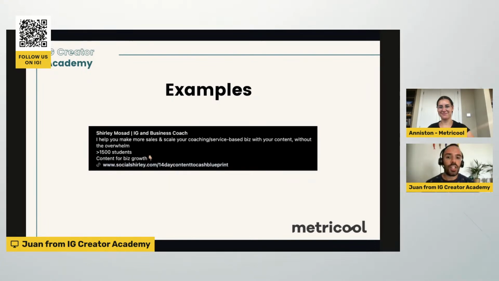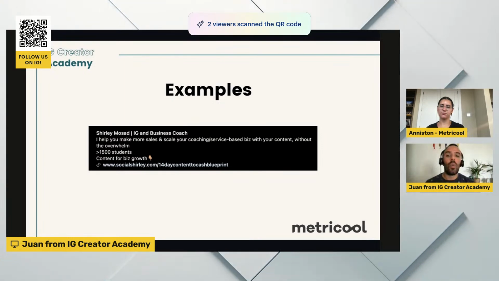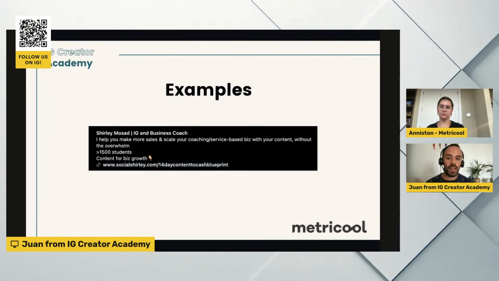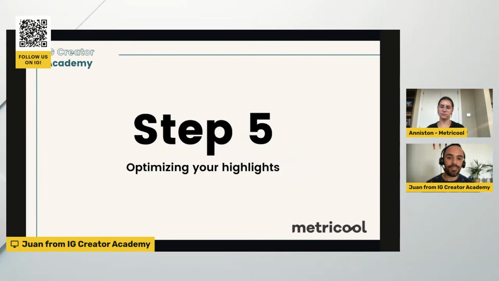Another example here, Shirley Mossad. She's an IG and business coach. She helps people make more sales and scale their coaching service business, so she's being very specific with her audience here without the overwhelm. Her social proof is that she has over 1,500 students. And then her call to action is to click on that link, content for business growth.